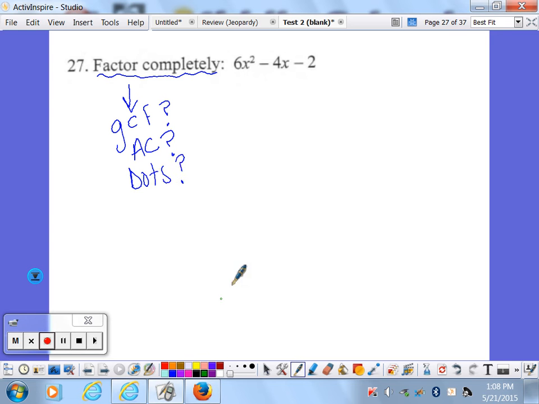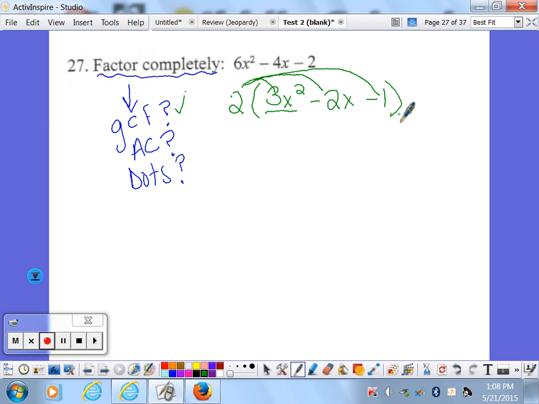When I ask myself if there is a GCF in this trinomial, there is, and it is just a number, and in this case, it is the number 2. So I'm going to take out a 2 and think of backwards distributing. 2 times what would give me 6x squared? That's 3x squared. 2 times what will give me back negative 4x? That's negative 2x. And 2 times what would give me negative 2? And that's going to be negative 1. Okay, so far we've factored once. We just used the GCF method.